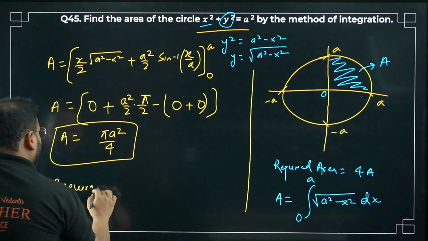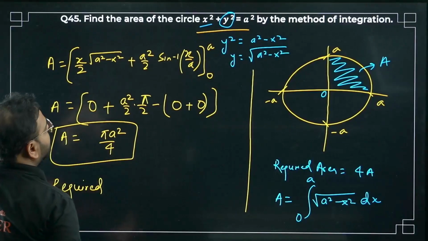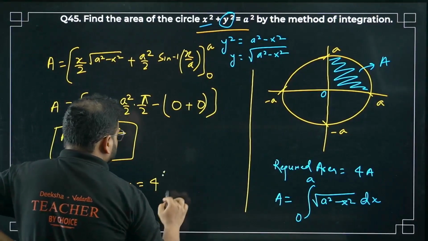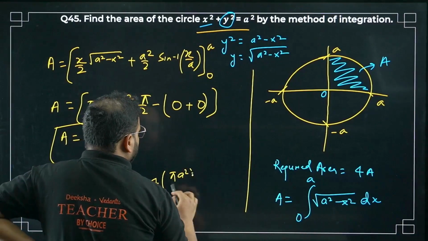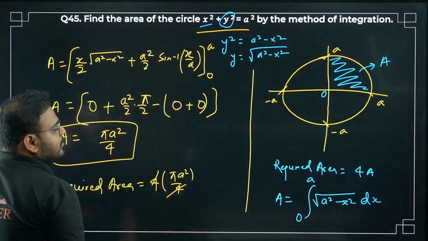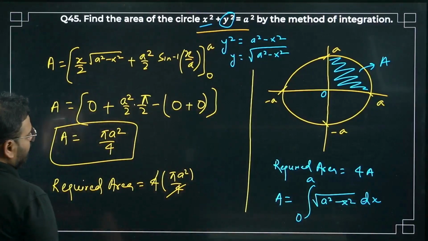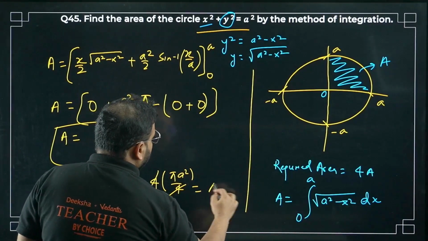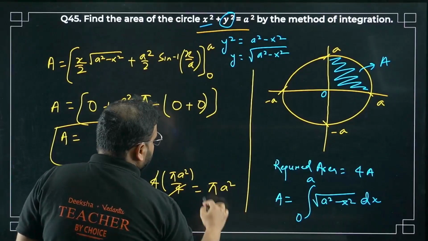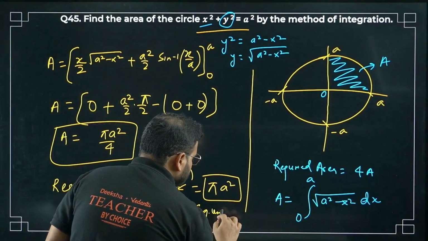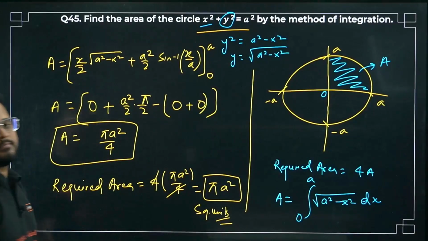My required area of the circle will be 4 times of pi a square by 4. Cancelling out, check this out, 4 times of pi a square by 4, giving me the answer to be pi a square. It's an area, right? So square units. Please check.